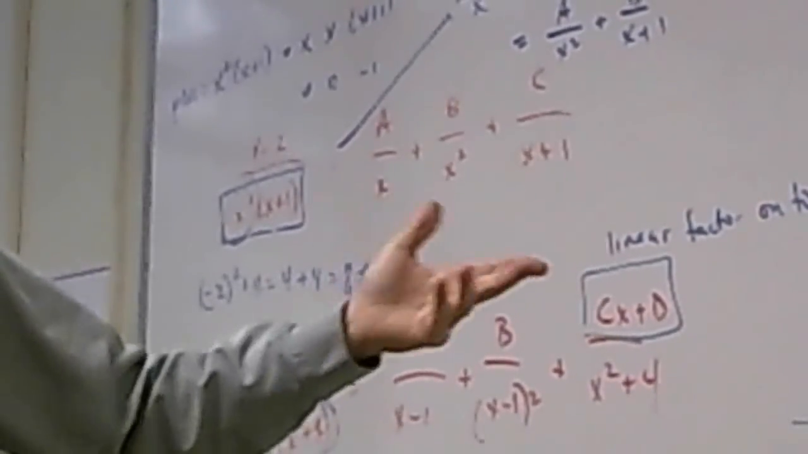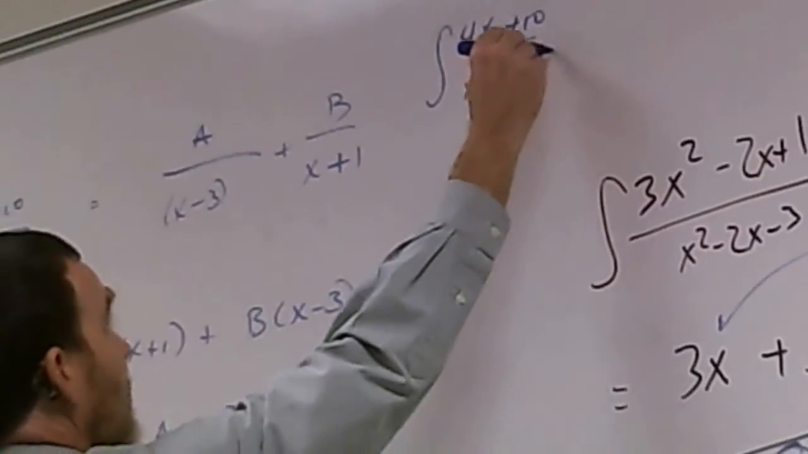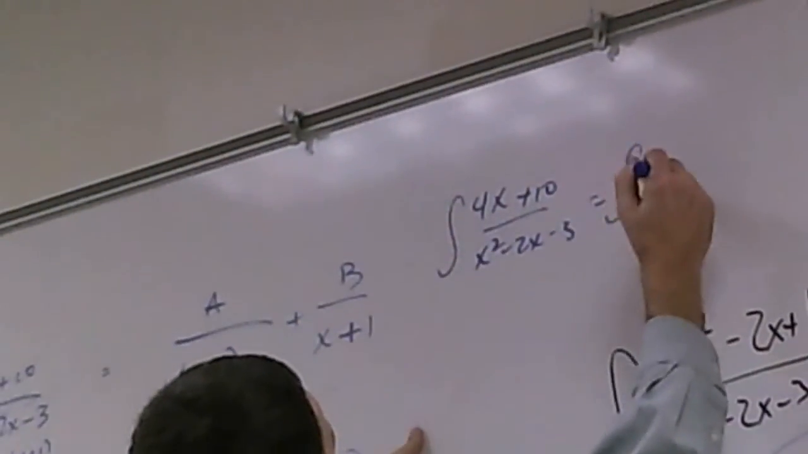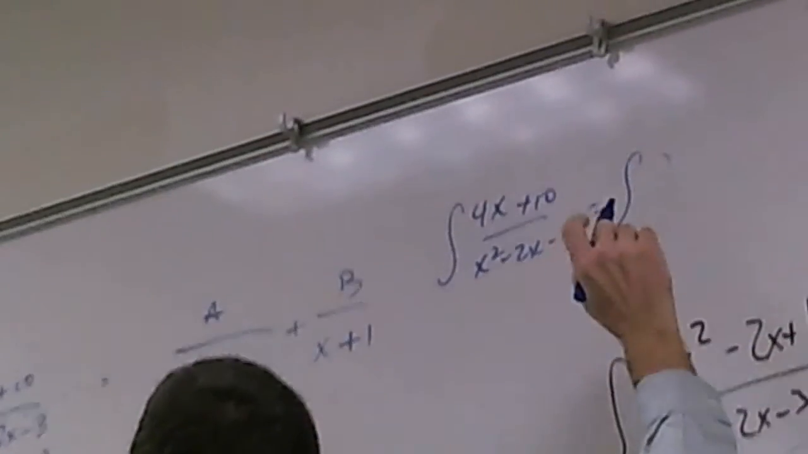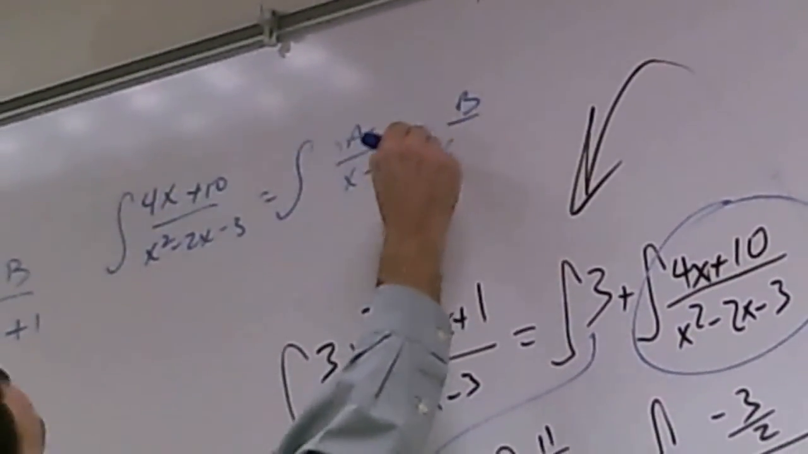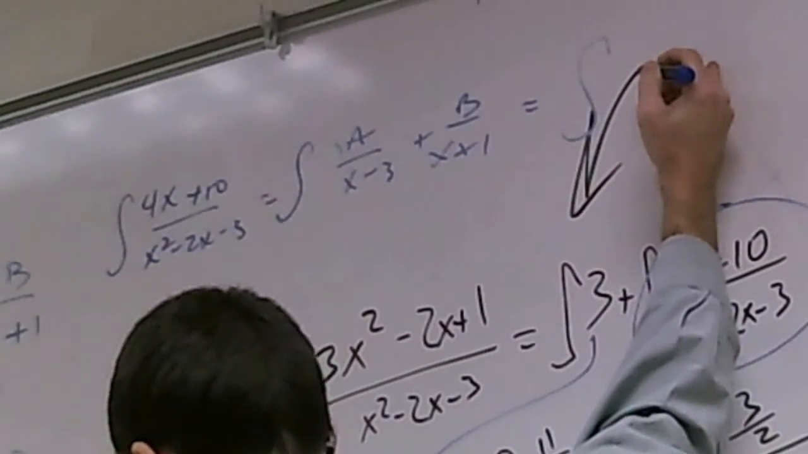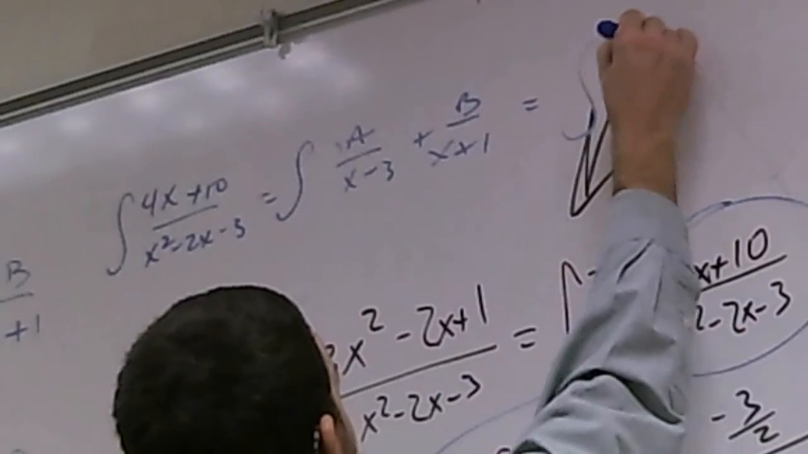Okay, so you found A and B, what do you do then? You plug them back in there? Yeah, now we're just back to what he did right there. We now know the integral of 4x plus 10 over x squared minus 2x minus 3 is equal to the integral of, no, the 3's already gone, A over x minus 3 plus B over x plus 1. We now know A and B. A is 11.5.